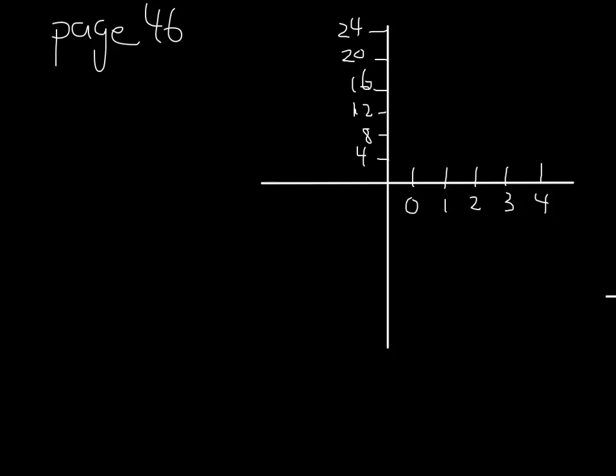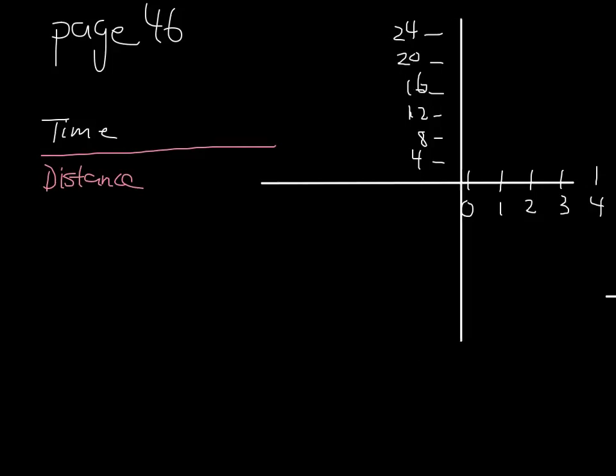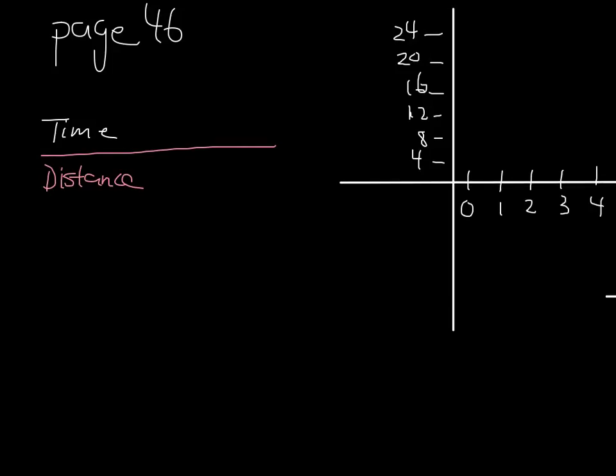Alright, so we're back. And we're going to do this in 2 steps. Step 1, we're going to make a table. And on that table, we're going to have time. And we're going to have distance. Alright, so we have time. So we need to go back and look at the problem.